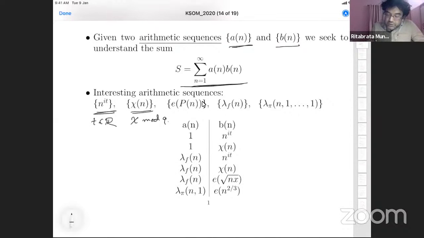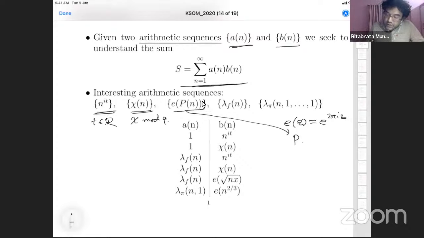Or we may be interested in e(p(n)). So here we are using the standard notation. e(z) is e to the power 2 pi i z, right? And p over here is some real valued function. You can take a polynomial with rational coefficients, for example.